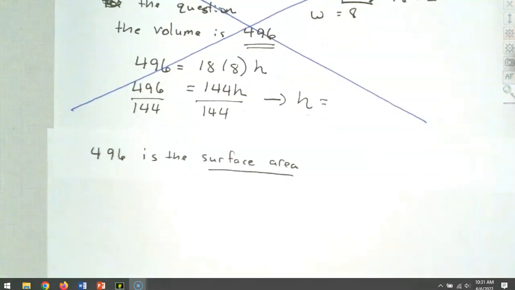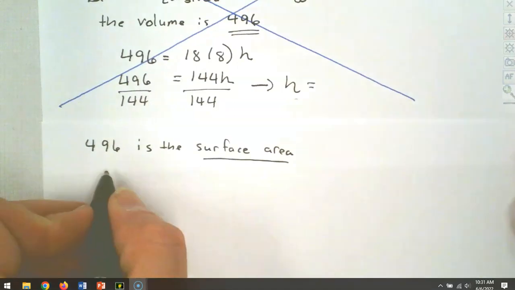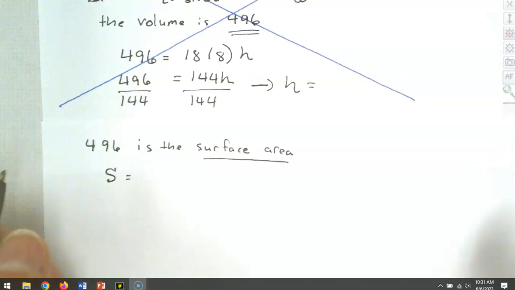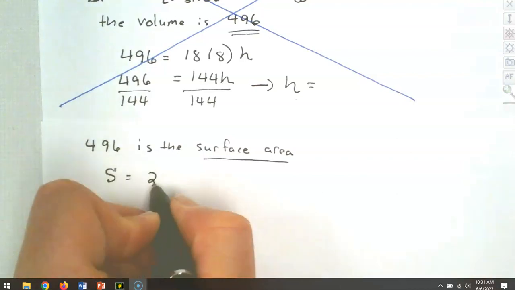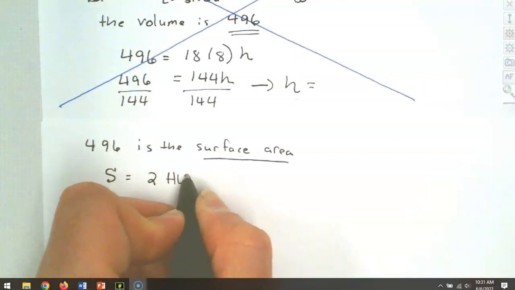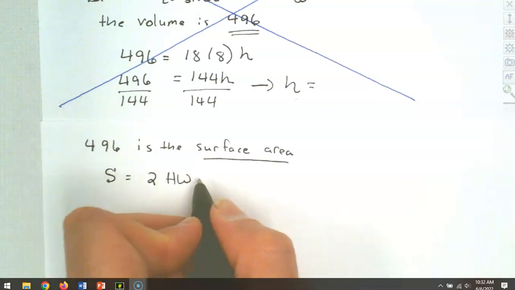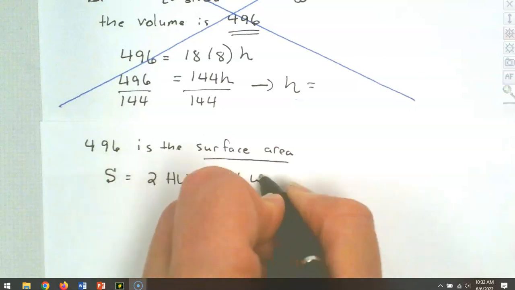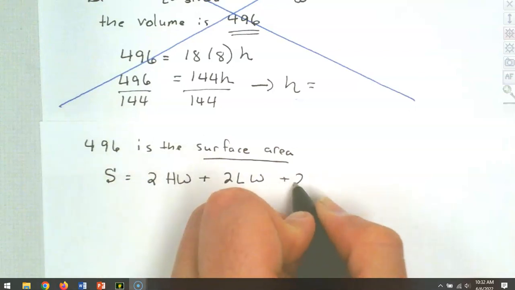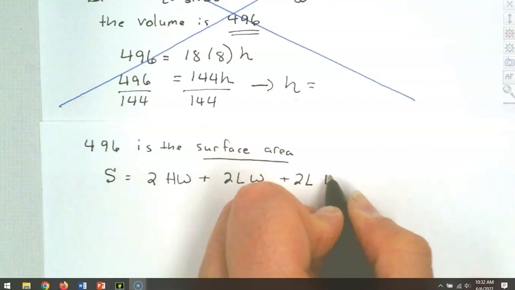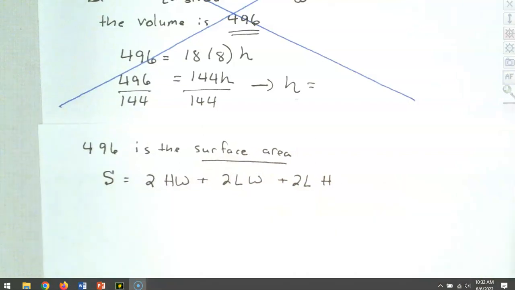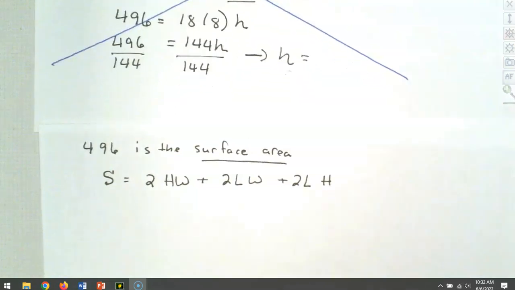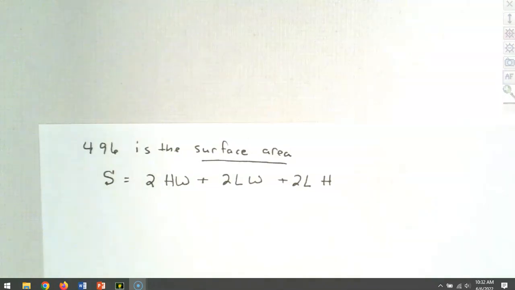Okay, so we need that surface area. And surface area is S. And surface area is 2HW plus 2LW plus 2LH. And that was my mistake a minute ago. We did the volume, which was much easier, but it's not the correct question. So we need that surface area.